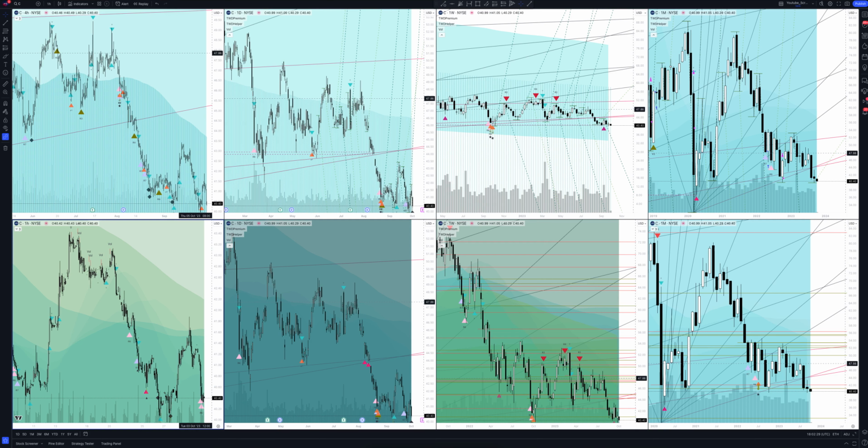Today we will take a look at Citigroup stock. Let's analyze the market situation and find out how you can make money on it. Let's start.